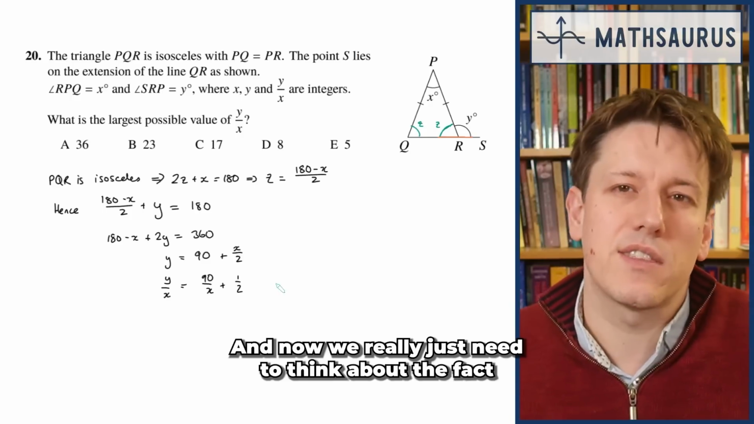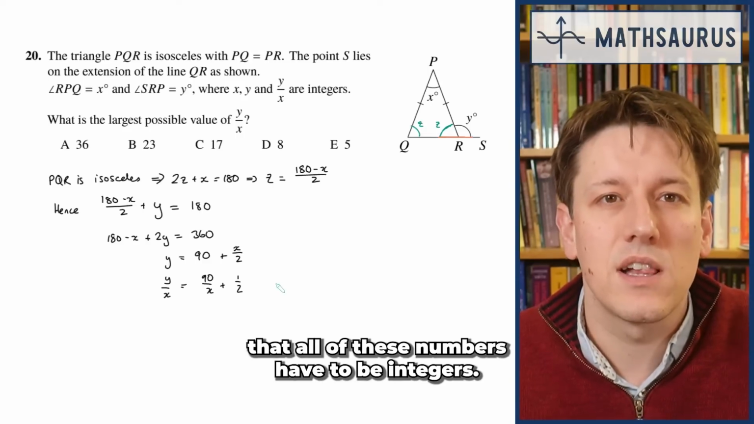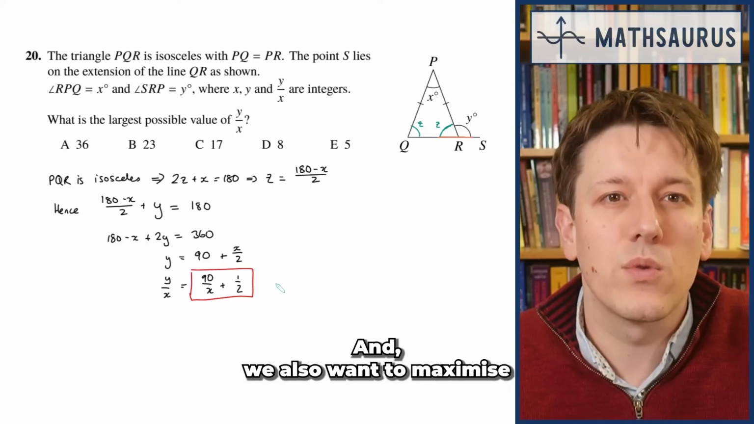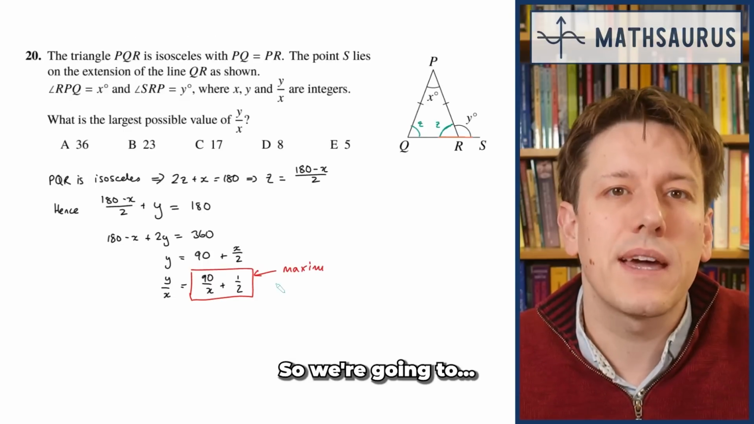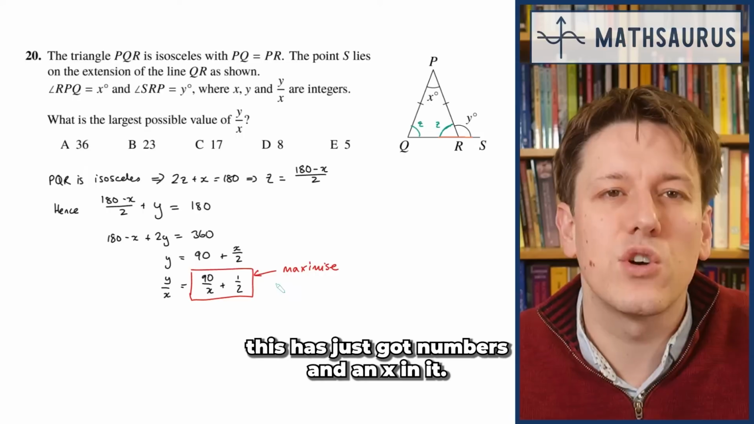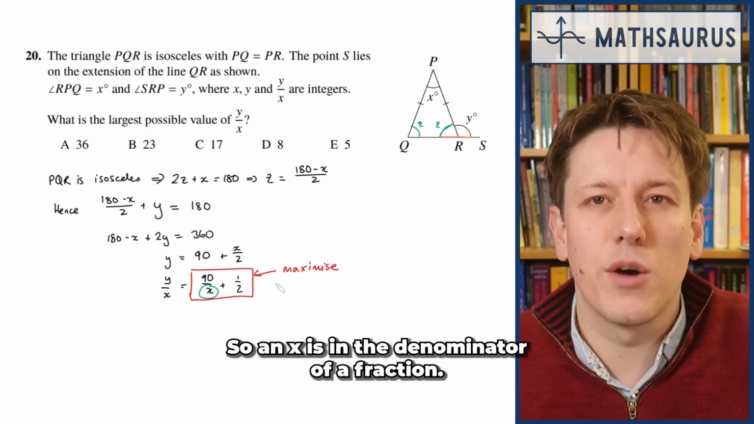And now we really just need to think about the fact that all of these numbers have to be integers, and we also want to maximize this whole expression. So we're going to be maximizing this expression. Now this has just got numbers and an x in it, and the x is in the denominator of a fraction.